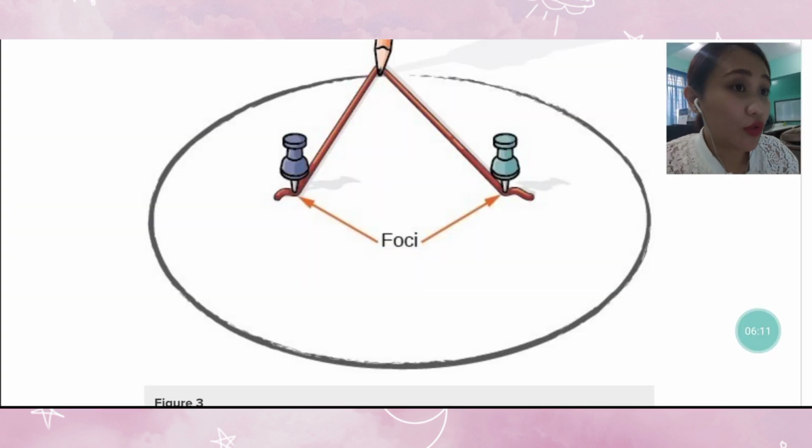Actually, you can also draw a perfect circle. If you have a thumbtack and only one string, then using the pencil, you can actually trace the circle using a thumbtack and a string.